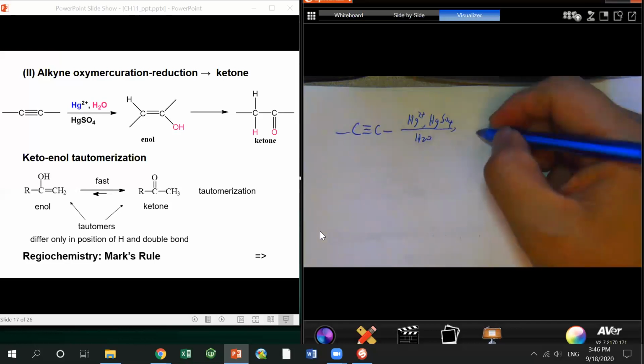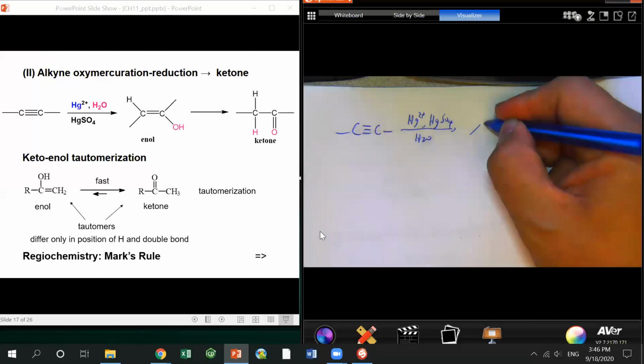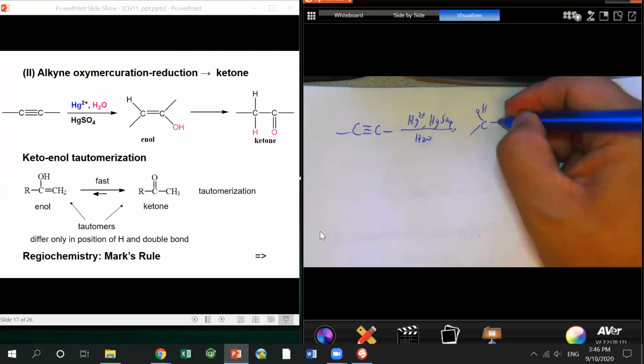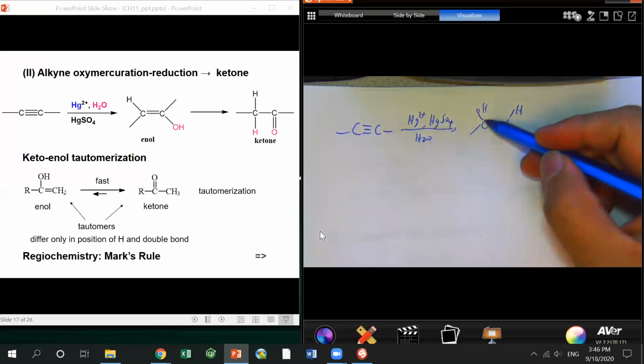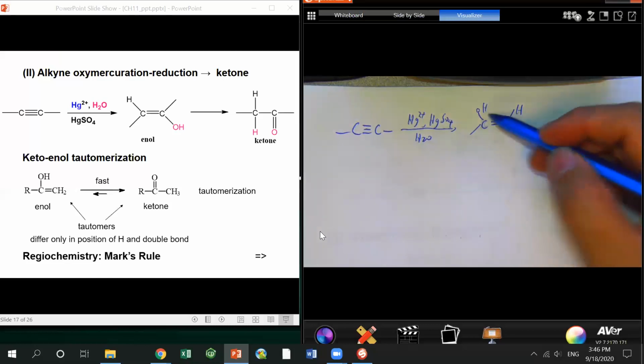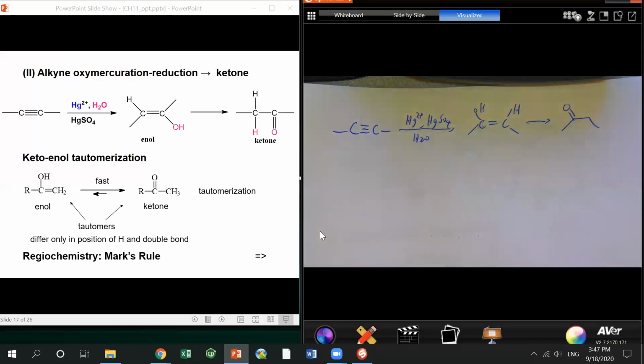If you cannot draw the product in one shot, do it stepwise. One carbon picks up OH, another carbon picks up hydrogen. Then the carbon with the OH attached becomes a ketone, and you keep the basic carbon framework the same. That's the ketone. That's how you draw the product of oxymercuration for the alkyne.